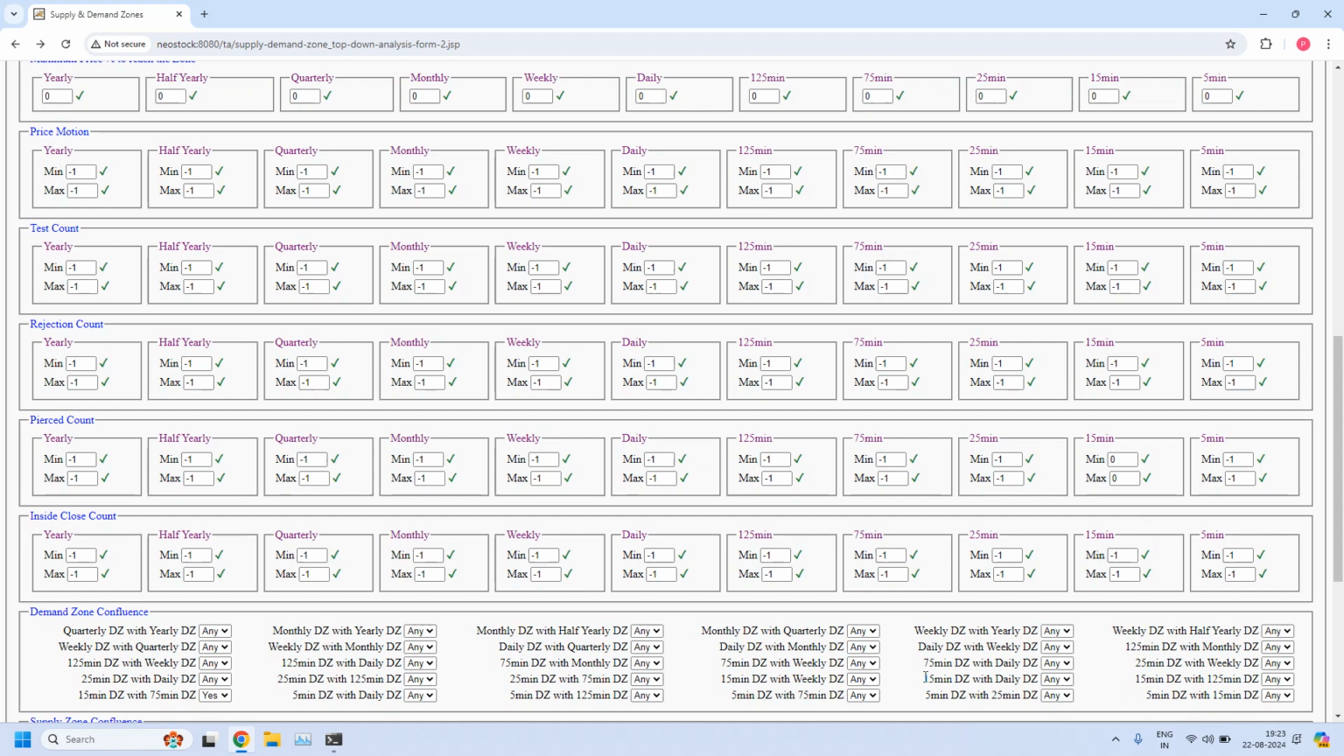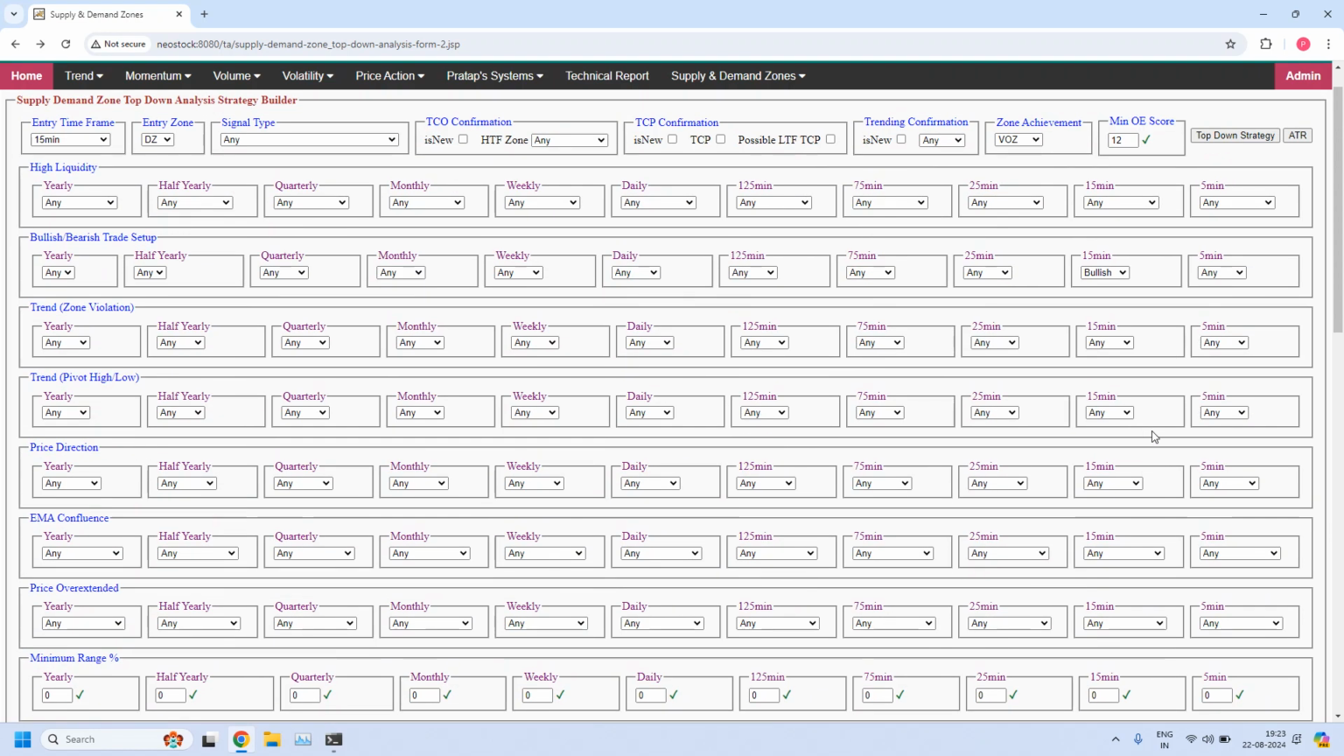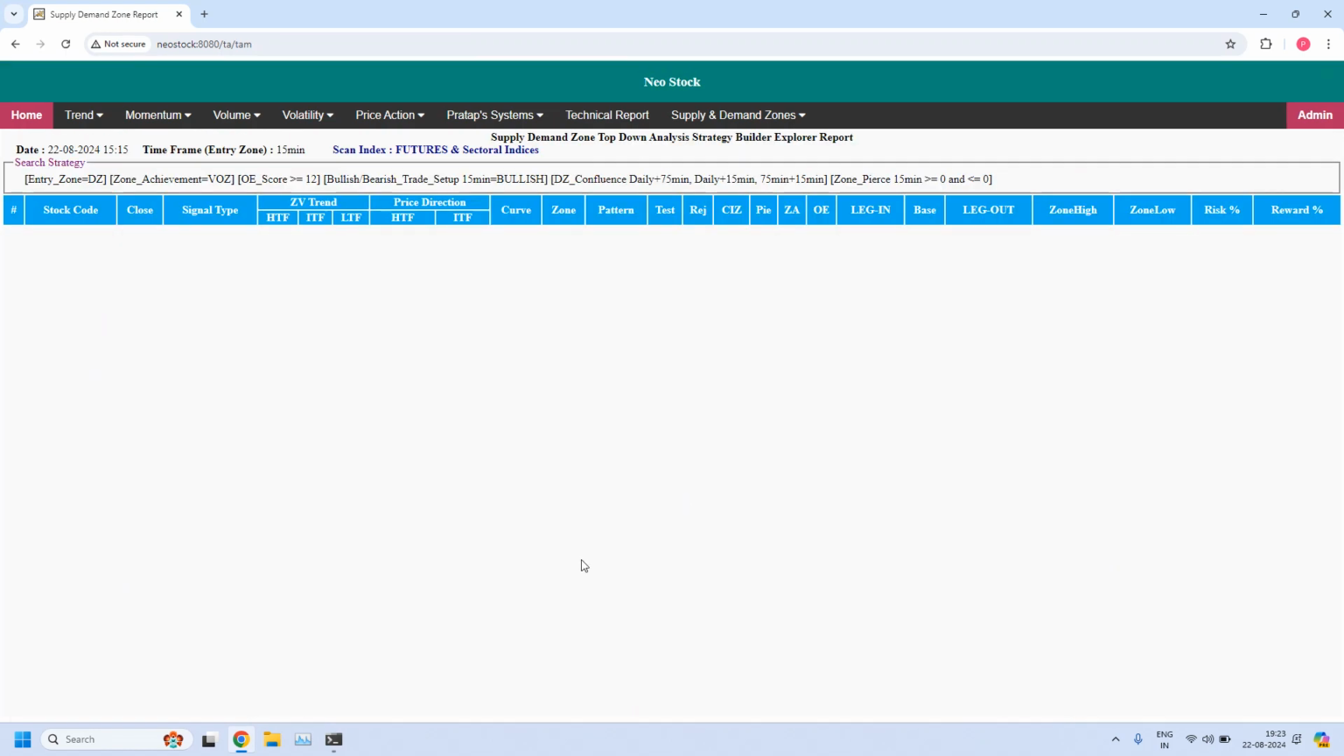So I am adding other filters. 15 minutes demand zone with daily demand zone is enabled, and also 75 minutes demand zone and daily demand zone is also enabled. With all the three filters, currently no stocks are supporting. That means LTF, ITF, HTF confluence is not supporting. Only LTF and ITF confluence is there.